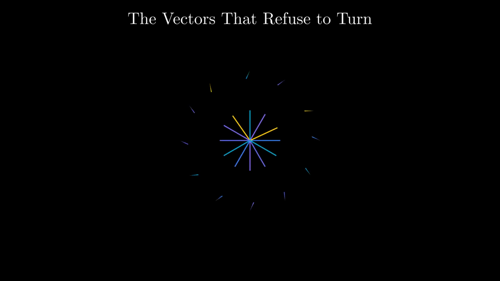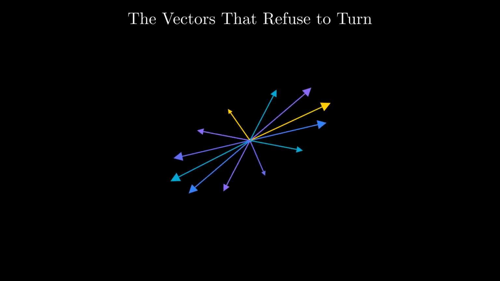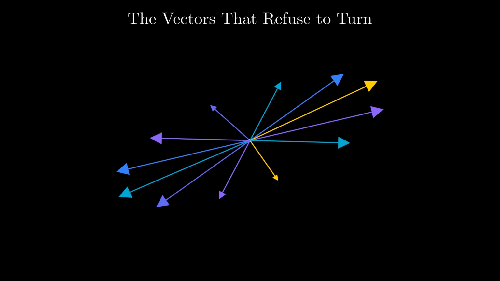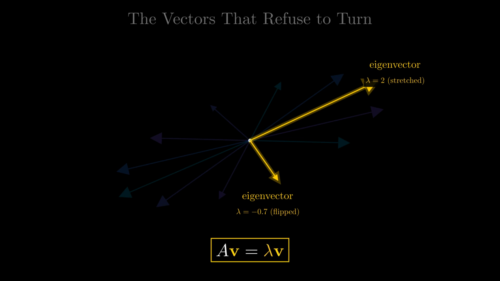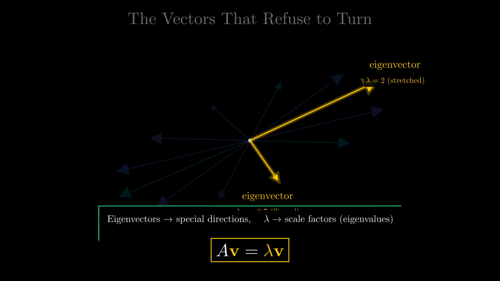When a matrix transforms space, most vectors get pushed off in new directions, rotated, stretched, scattered across the plane. But hidden inside every matrix are a handful of special directions that refuse to turn. The matrix can scale these vectors, flip them, even crush them to zero. But it cannot rotate them off their line. Right? These are eigenvectors, and their scale factors are eigenvalues. Find them, and you unlock the matrix's deepest structure.